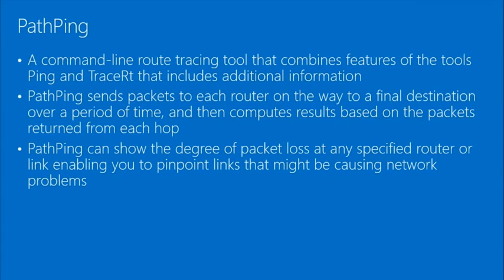PathPing, a command line routing tool that combines features of basically ping and tracert, including some additional information. It sends packets to each router on the way to the final destination, and then computes results based on the packets returned from each hop. A hop is basically crossing a router or a router device. PathPing can also show the degree of packet loss at any specified router, so this can give you a little bit of troubleshooting information.